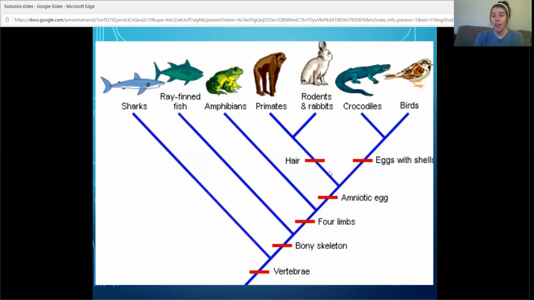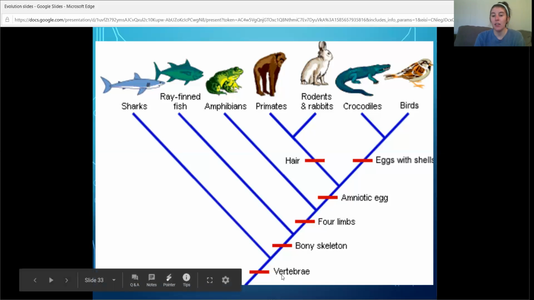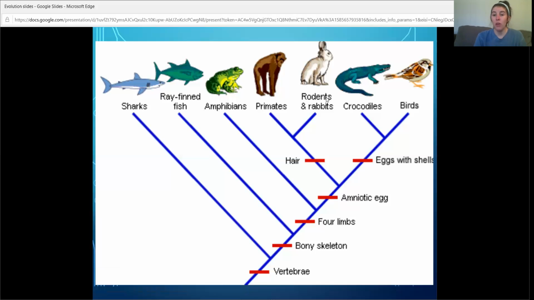On one side of that V, we've got organisms that do all of these things. They're vertebrates, they've got bony skeletons, they've got 4 limbs, amniotic eggs. And these two have hair, right?